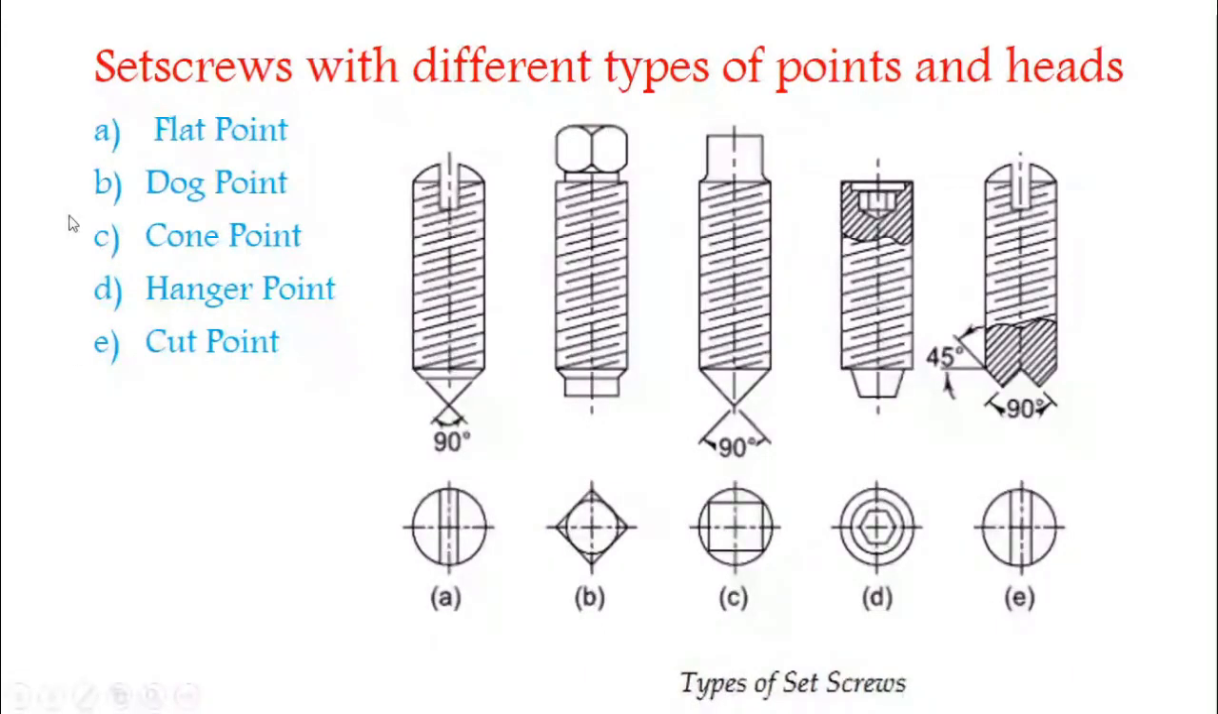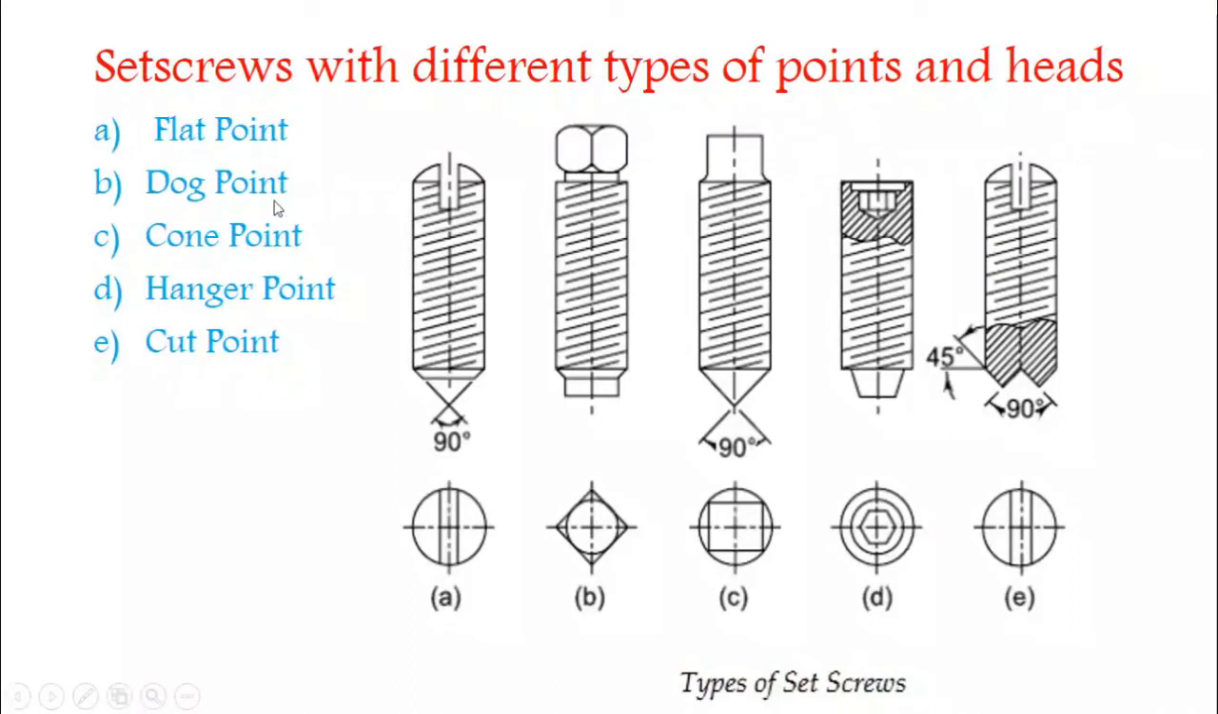First one is the flat point. The flat point is used when the lateral force which tends to displace one part with respect to another is randomly applied. It is also used when the part with the tapped hole into which the set screw is screwed does not have sufficient thickness.